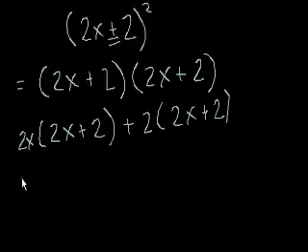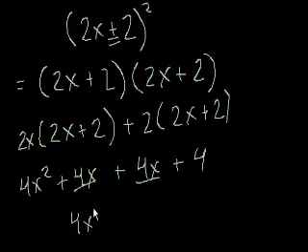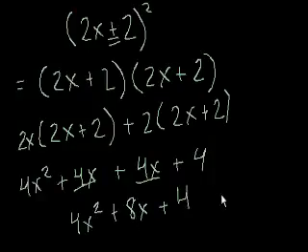2x times 2x, well, that's 4x squared. 2x times 2, well, that's 4x. Plus 2 times 2x, and that's 4x again. And then 2 times 2, well, that's 4. And we're almost there. We can just add up these two terms. It's 4x squared plus 8x plus 4. And we're done. I think you're ready now to try some level 1 multiplying expression problems. Hope you have fun.